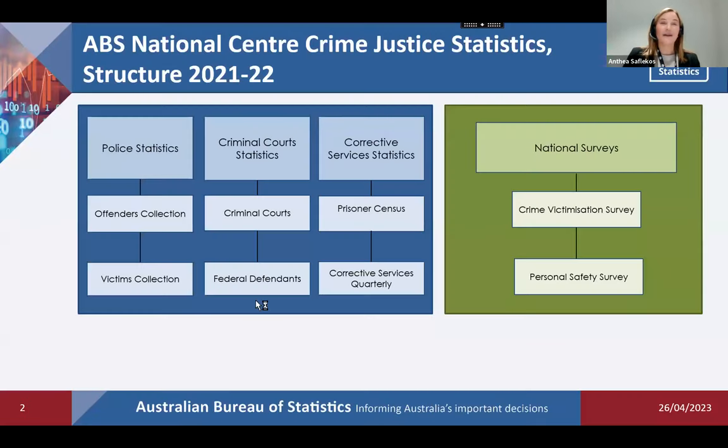Okay, so before we get into it, I just wanted to draw your attention to the broader crime and justice program at the ABS. So we use both administrative byproduct data as well as crime data from surveys to paint a picture of crime and safety in Australia. So from the admin side, we have police data, criminal courts data, and corrective services. We'll just focus on the green ones today, but we'll have some links at the end of this presentation if you do want to have a look at some of our other collections.